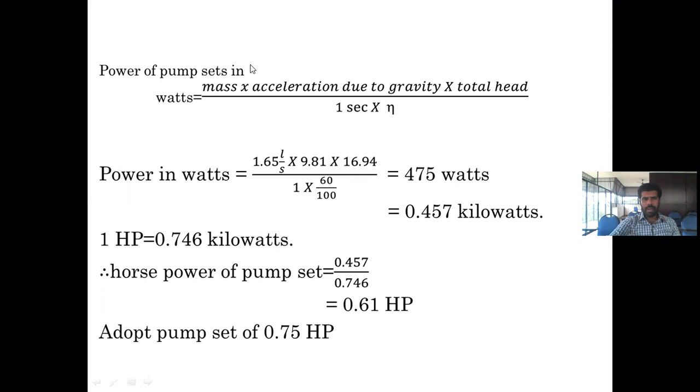The power of the pump is given by this formula. We get it in watts: mass into acceleration due to gravity into total head divided by 1 second into efficiency, N. This is the formula for finding the power of pump sets in watts.